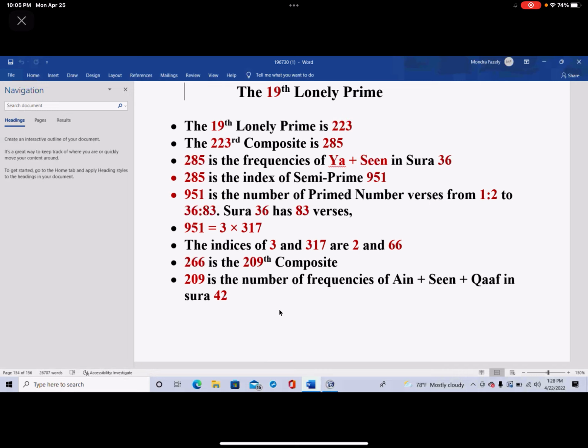It still bothers me because I know what I said. 209 actually happens to be the 68th semi-prime, I believe, and 422 is the 133rd semi-prime, and 133 is the number of noons in chapter 68. That's how it goes. So I think that was my mistake.